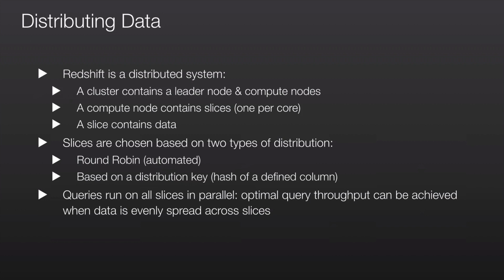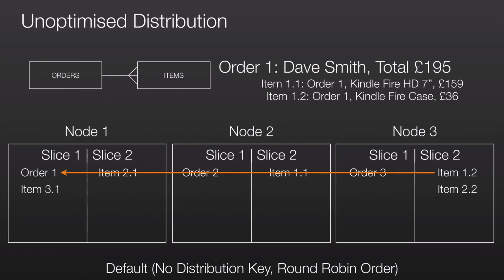And this is very important because queries run on all slices in parallel, and optimal query throughput can only be achieved when data is spread as close to evenly as possible across slices. What you want to do ideally is have queries executed on cores working on data which is local to them. And in an unoptimized distribution of the type that you can see here, the distributed nature of the system can cause significant performance overhead. Here's a scenario where we've round robin distributed item details across slices, but our order details have been distributed independently. So we have no distribution key. We're using default distribution, which is unoptimized.